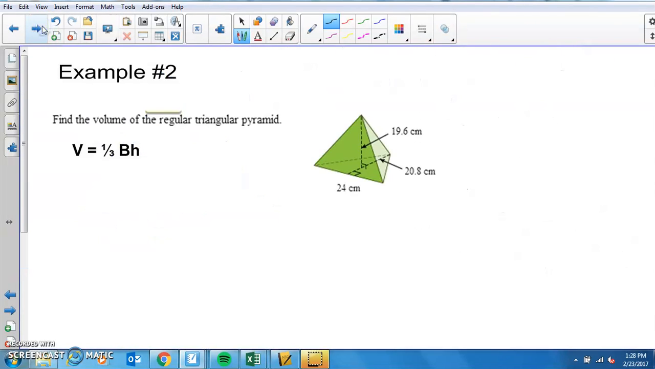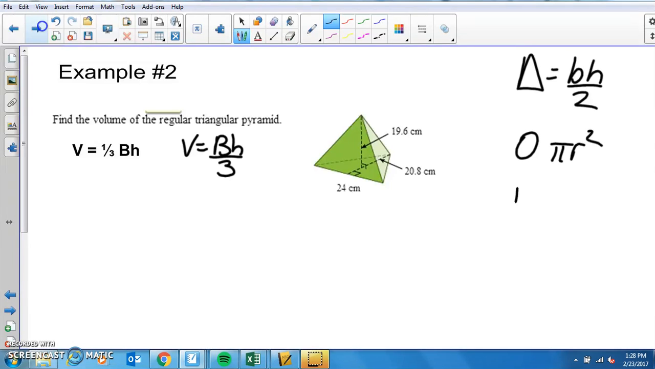All right, let's take care of this one. Let me write the formula, base times height, divided by 3. All right, let's look at the base. We have a triangular base, so a triangle has the formula of base times height divided by 2. A circle has pi r squared, and for a square and rectangle, we use length times width. So obviously this is a triangle, so our uppercase B has to be the formula for a triangle. So our uppercase B, we're going to use base times height divided by 2. Now that represents just the uppercase B. So we've got to do all that.